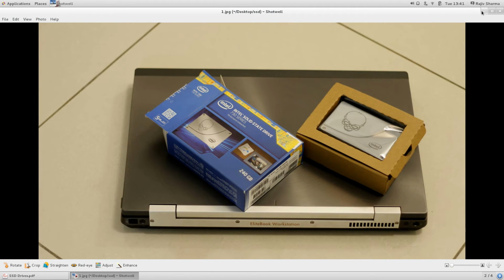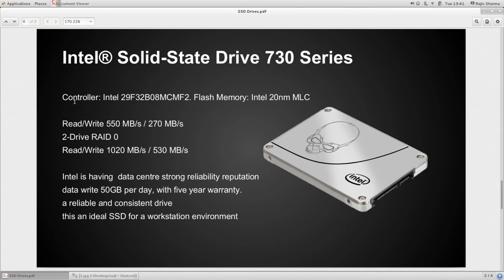Okay, so let's show you the features. This Intel SSD drive has an Intel controller inbuilt, like they have their own controller inside this, and the read speed is 550 Mbps and the write speed is 270 Mbps. It's incredibly fast, and this is consistent speed.